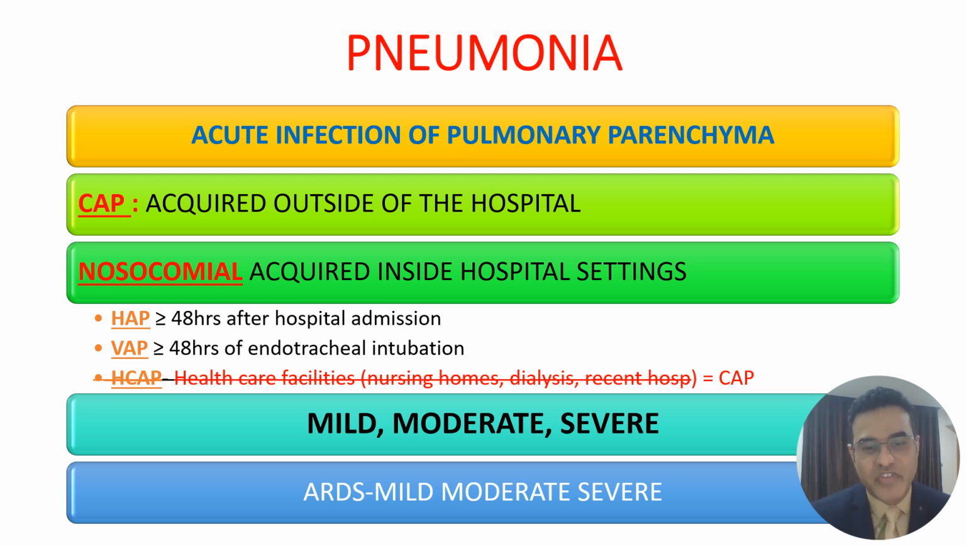Pneumonia is further classified as mild, moderate, and severe based on the clinical symptoms and also based on the hypoxia. In severe cases, it is classified as ARDS, acute respiratory distress syndrome, and based on the PaO2 by FiO2 ratio, it is further classified as mild, moderate, and severe.